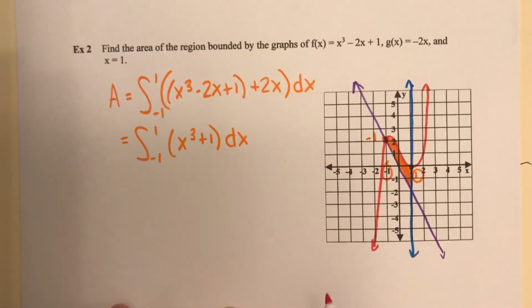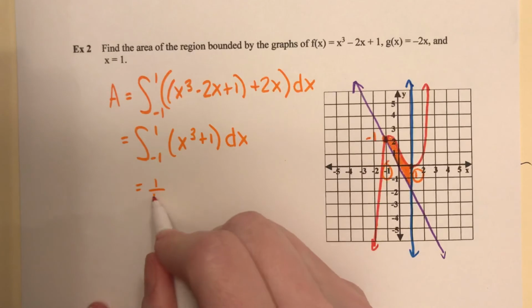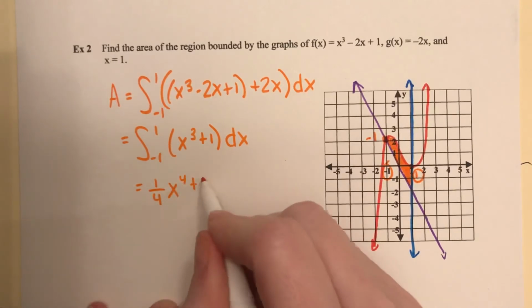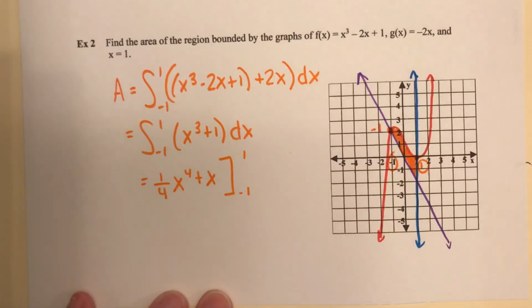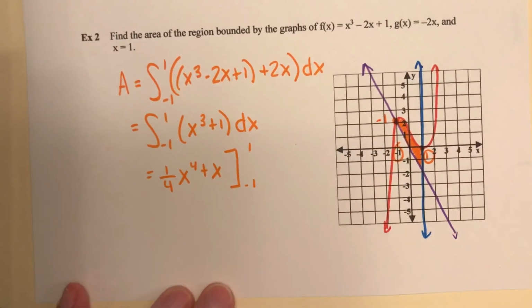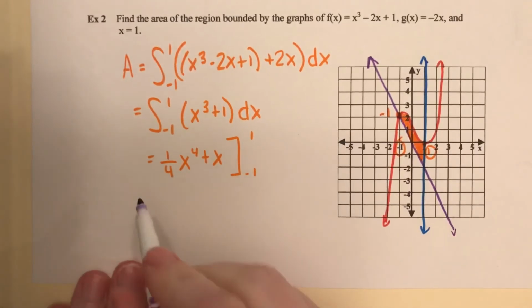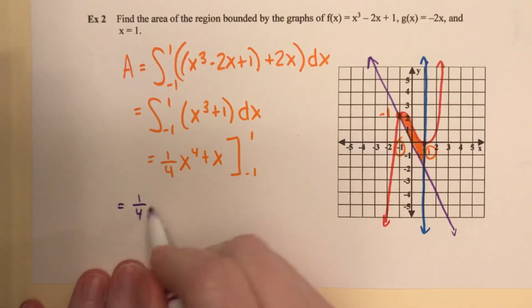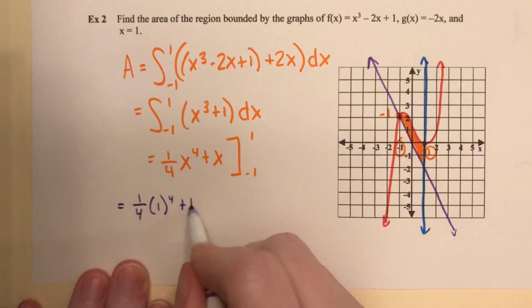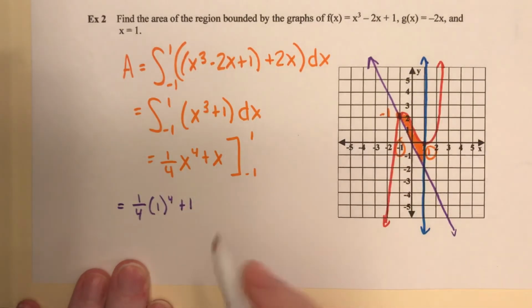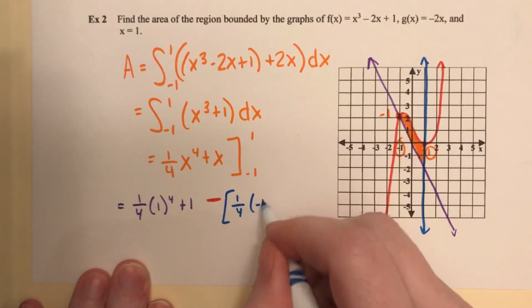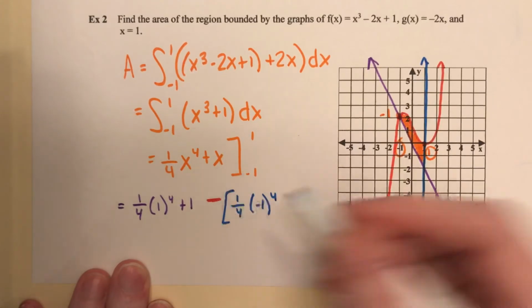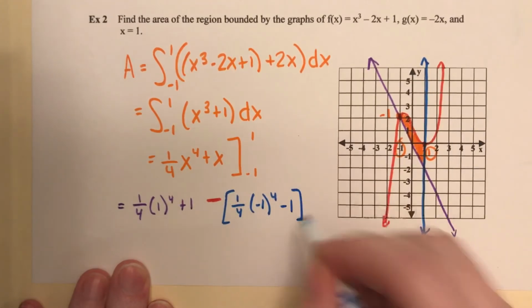Now I'm going to take my integral, so I'm going to add and divide. So that's 1/4 x to the 4th plus x. And we're going to evaluate from -1 to 1. So when we evaluate, we do top minus bottom. So I'm going to plug the 1 in first. 1/4 times 1 to the 4th plus 1 minus, I'm going to plug the -1 in next. So 1/4 times -1 to the 4th power, and then plus the -1, so I'm just going to write that as -1.